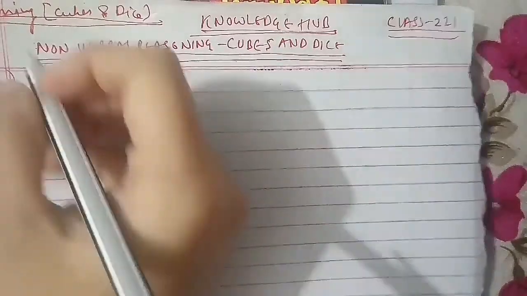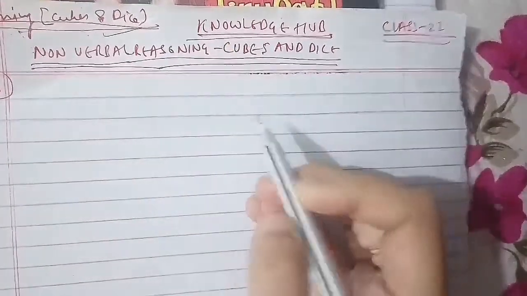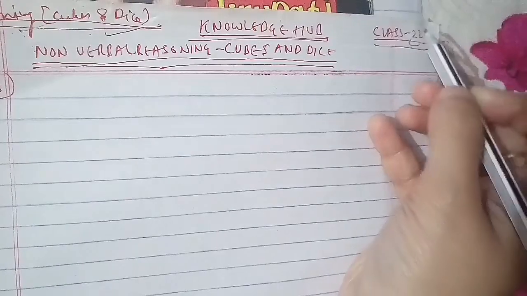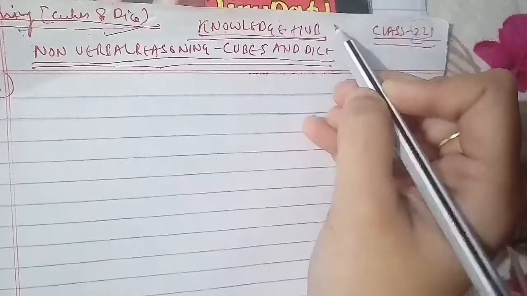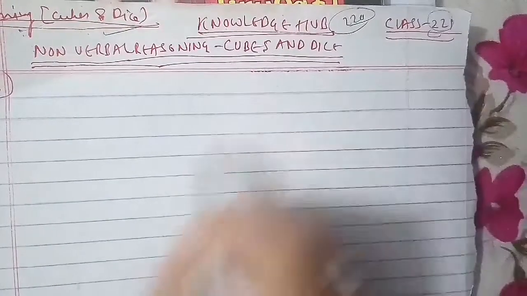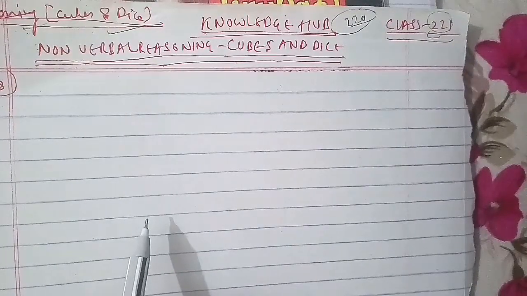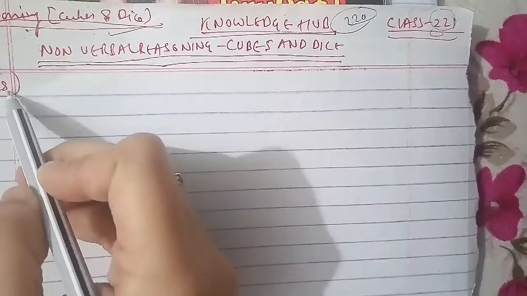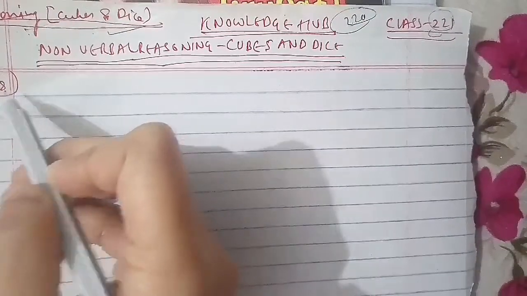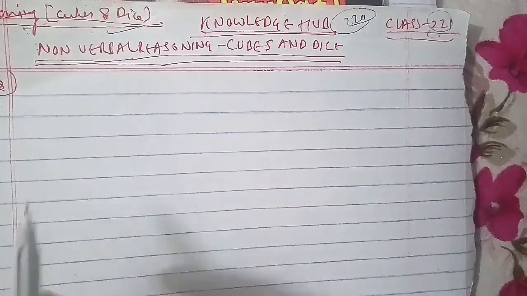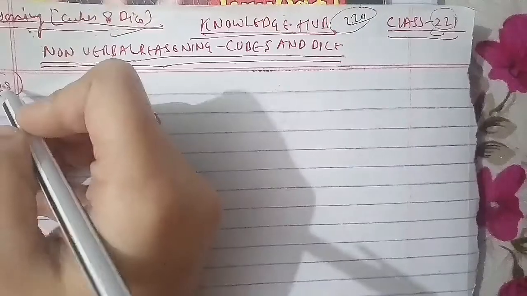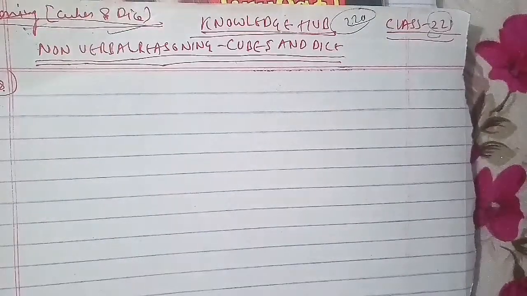Today we're going to start with reasoning, where we have to discuss cubes and dice. This is the 221st class. We did the 220th class in the last reasoning class. In the same way, this is the 128th question of the session that we have to discuss.